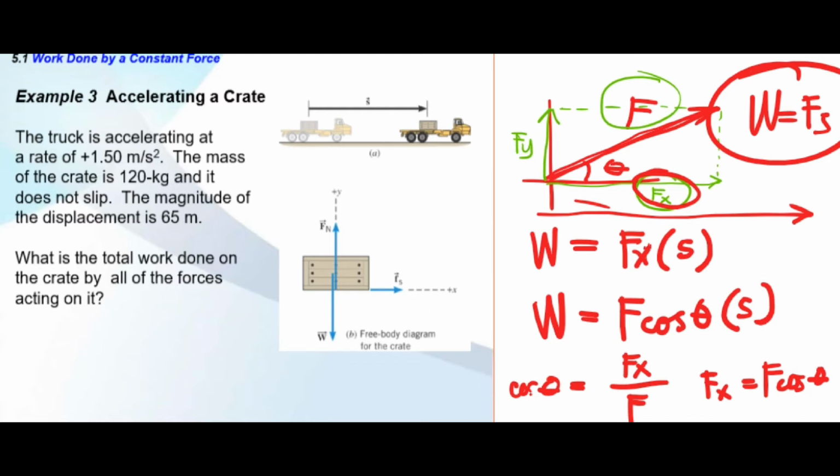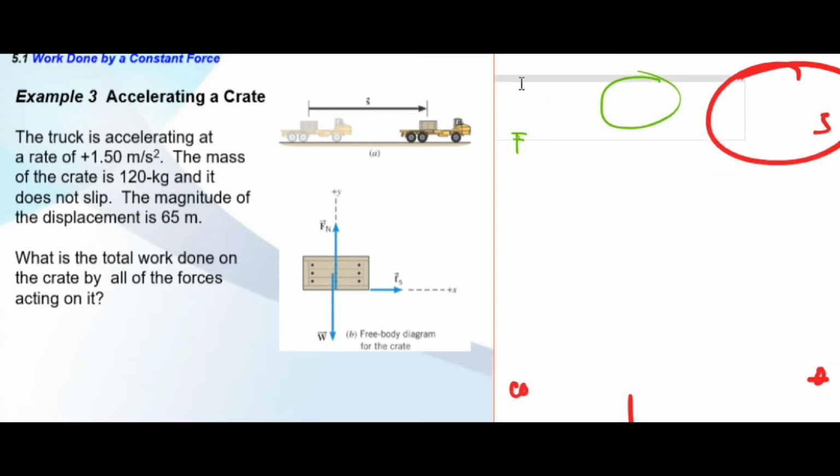Now let us try to compute for the work done on this example. So the truck is accelerating at a rate of positive 1.50 meters per second squared. The mass of the crate is 120 kilograms and it does not slip. Now the magnitude of the displacement is 65 meters. What is the total work done on the crate by all the forces acting on it? Now let us try to solve this problem.